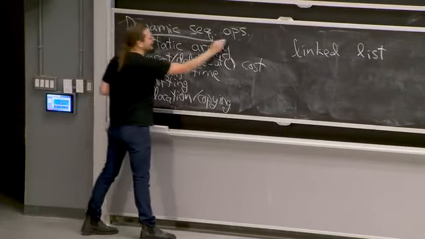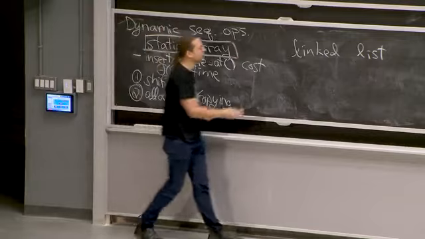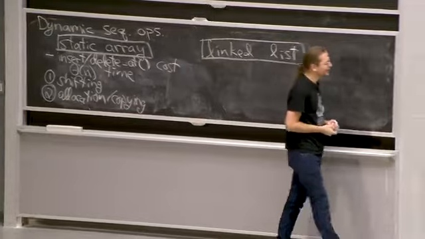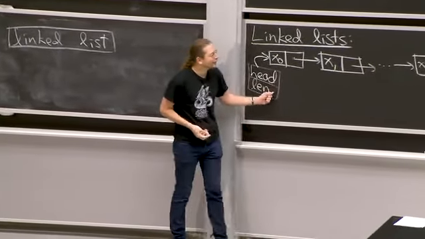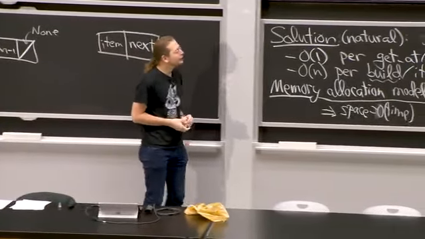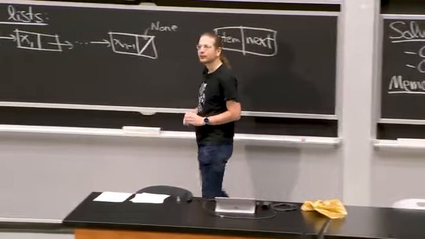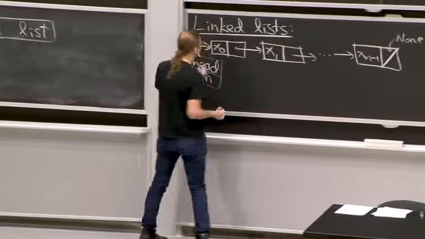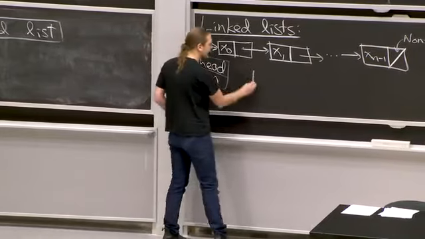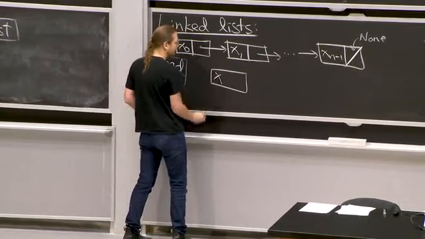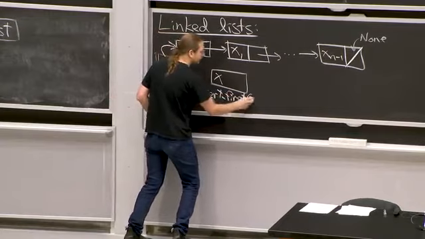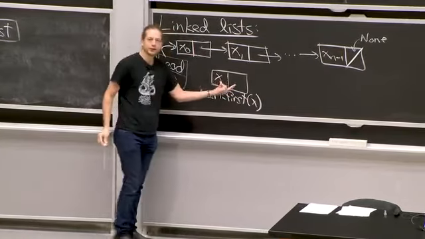OK? That's static array. Now, linked lists are going to be almost the opposite. Well, almost. So if we store the length, we can compute the length very quickly. We can insert and delete at the front really efficiently. If I want to add a new item as a new first item, then what do I do? I allocate a new node, which I'll call x. So this is insert first of x.